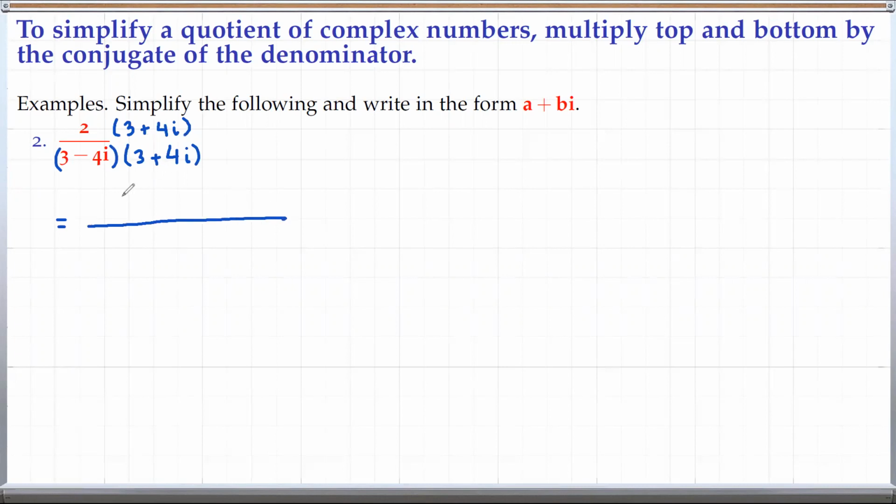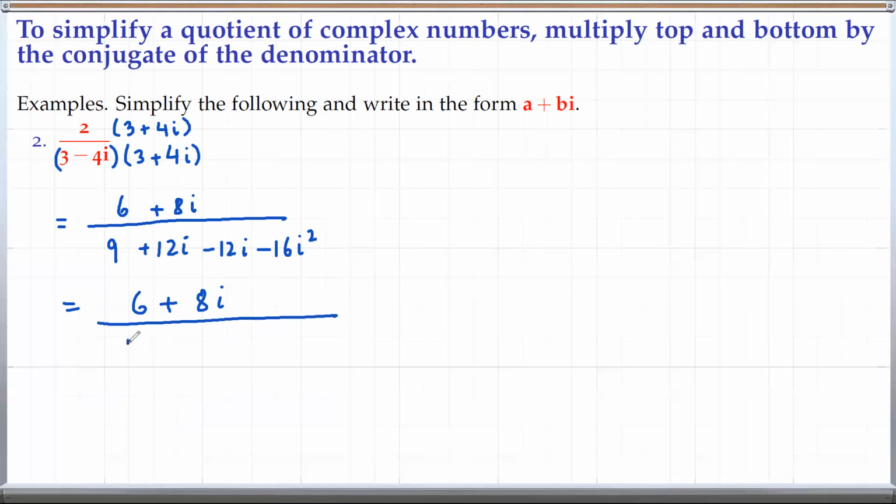On the top, we have 2 times 3, which is 6, and 2 times 4i, which is 8i. In the denominator, we have 3 times 3, which is 9, 3 times 4i, which is 12i, negative 4i times 3, which is negative 12i, and negative 4i times 4i is negative 16i squared, because negative 4 times 4 is negative 16, and i times i, we can simply write that as i squared.